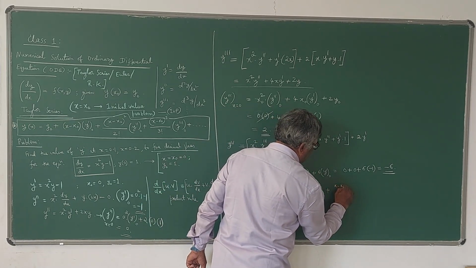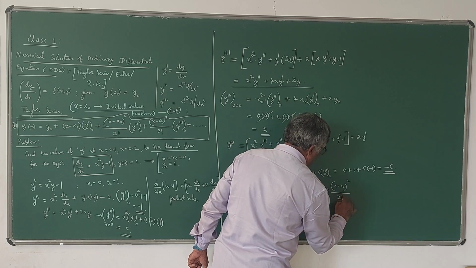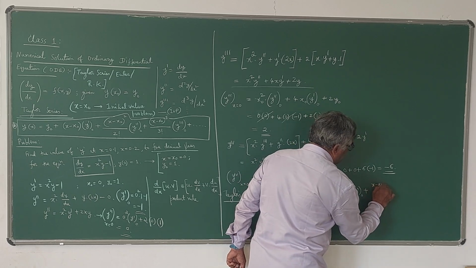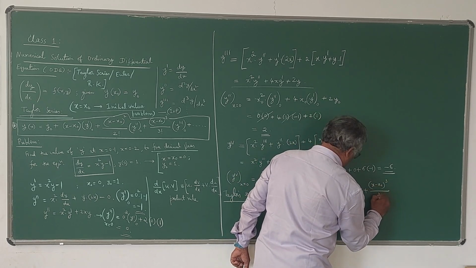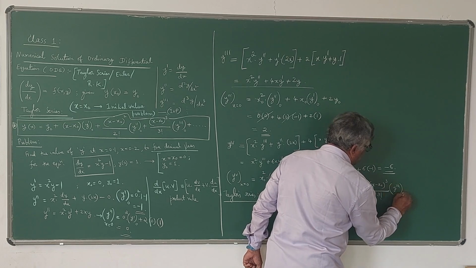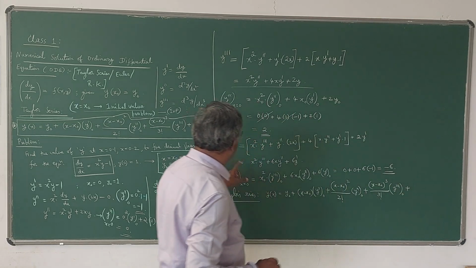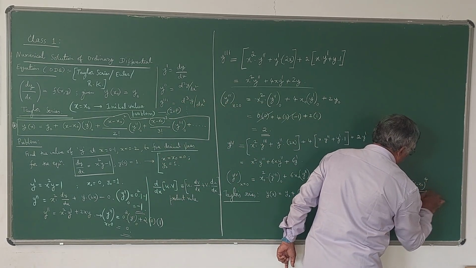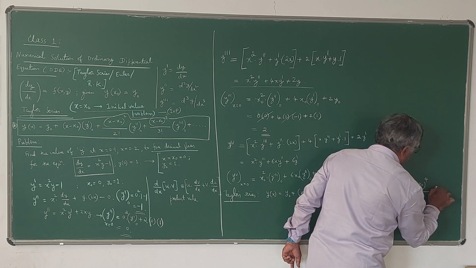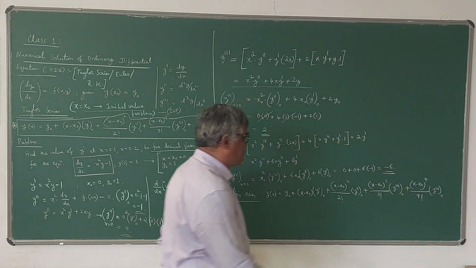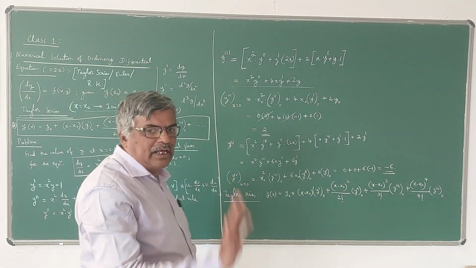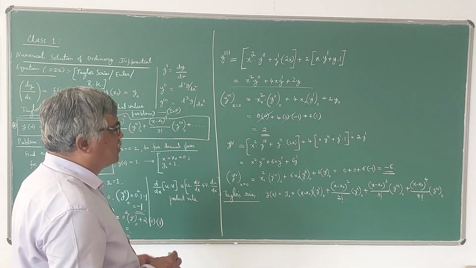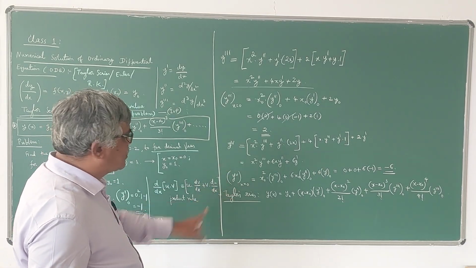Now the second term will be x minus x naught whole square by 2 factorial into y double dash 0 plus the third term, x minus x naught whole cube divided by 3 factorial into y triple dash 0 plus, since I have written the fourth derivative here, one more term I will take, x minus x naught to the power 4 by 4 factorial into y 4 0. Right? I'll stop at this stage. So I have neglected the further higher derivative terms.